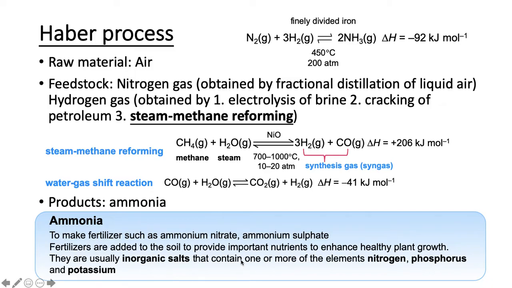In order to make healthy plant growth, there are some very important nutrients, and these are usually inorganic salts that contain one or more elements like nitrogen, phosphorus, and potassium, or in short, what we call NPK.